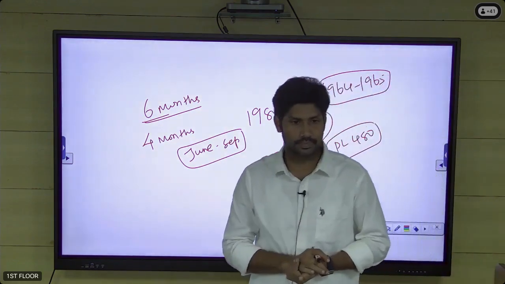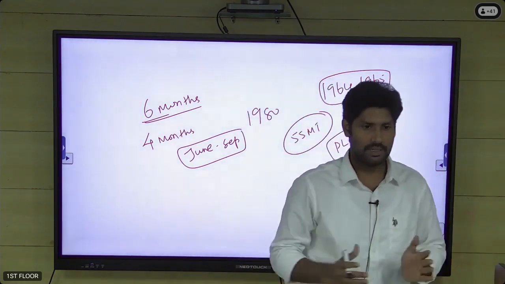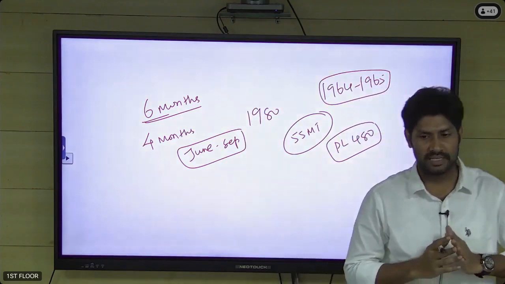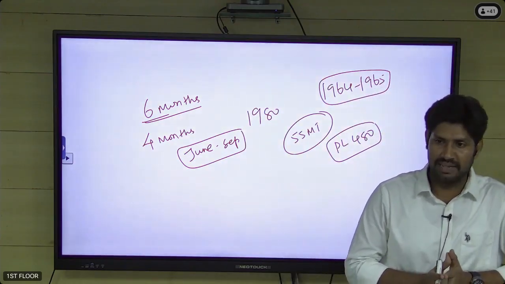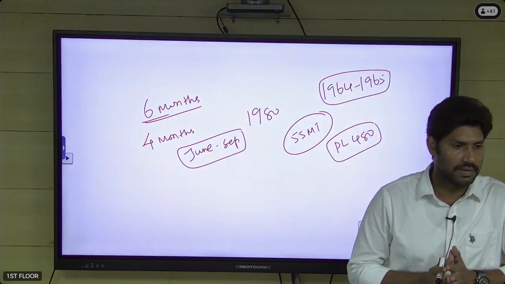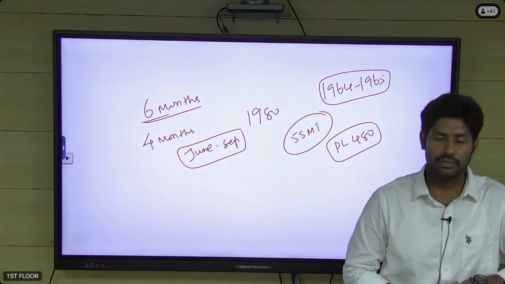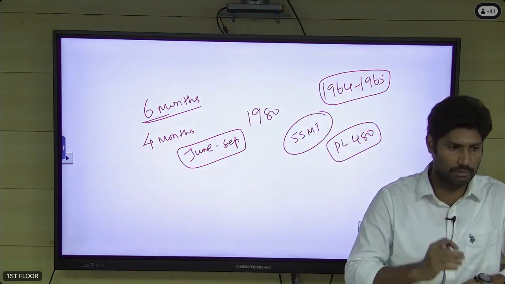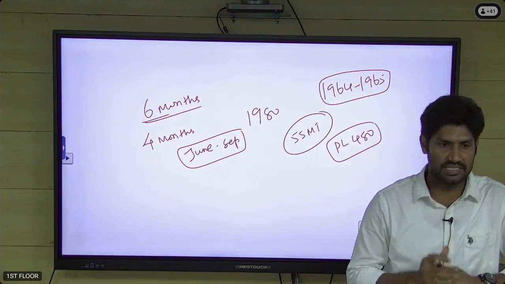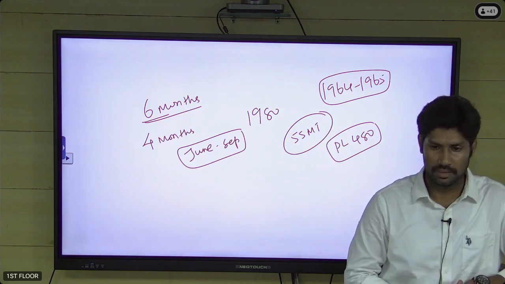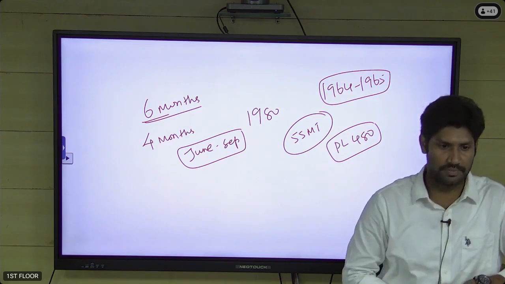Any doubts? For every topic, I will explain the conceptual area. In our agri optional, for any topic, we finally have to conclude the question. We have to say why this concept is important, what the purpose of it is. That's the conclusion part.